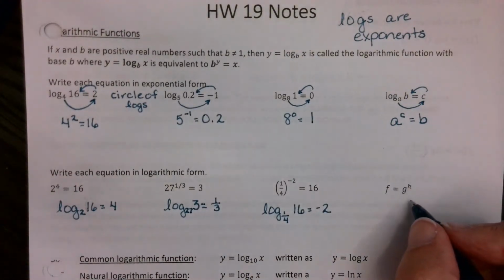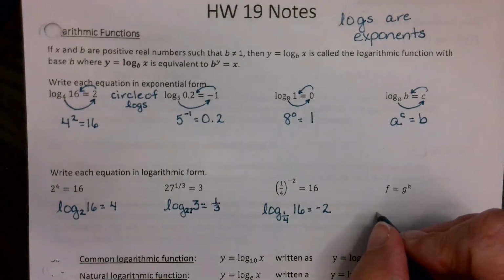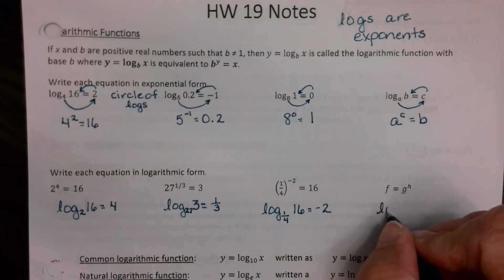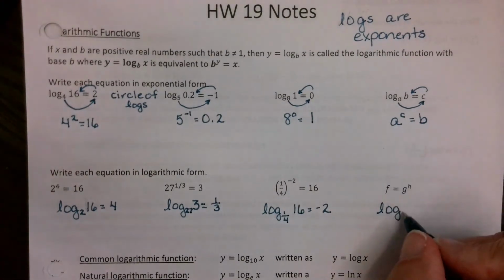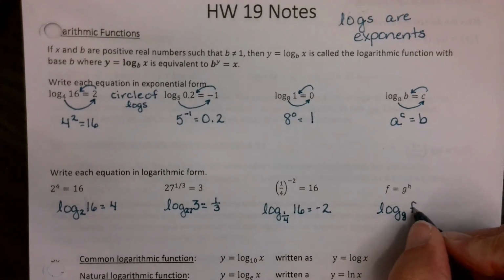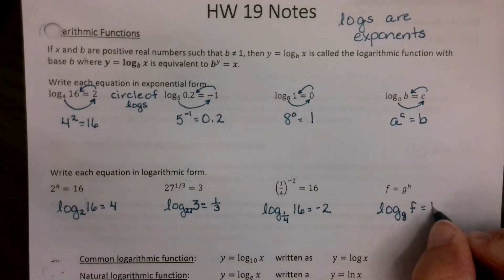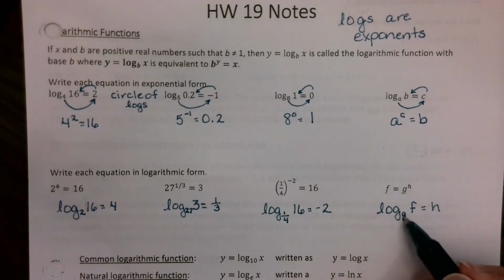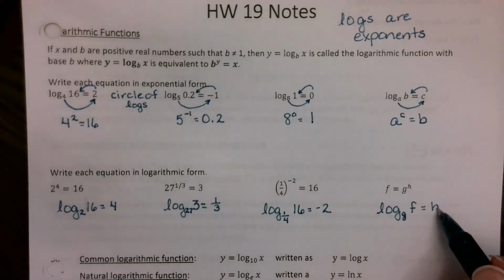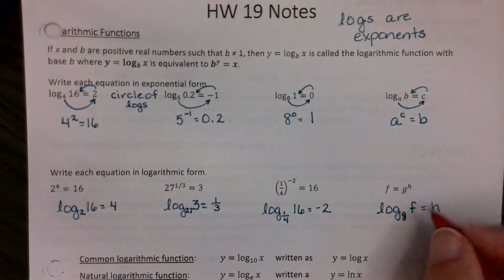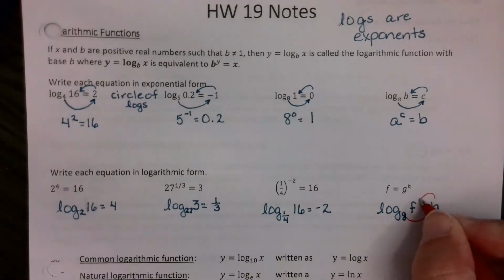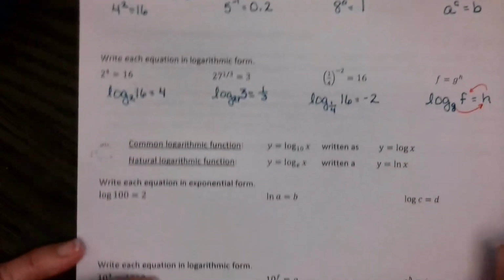And so this one right here would be, well, they switched this around on us, didn't they? Our base is over here. Our f goes right here, and our exponent goes here. Log base g, your exponent goes over here, equals f. Again, with the circle of logs, you could always check it by going, okay, g to the h equals f.